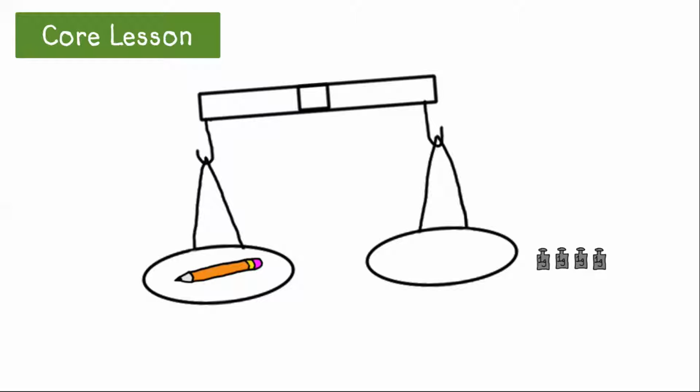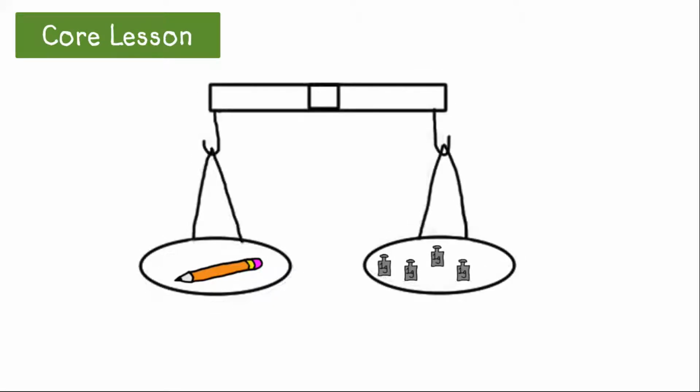Let's put one benchmark of 1 gram, still the same. We put another one, still the same. Another one, still the same. We put another one, and now it's equal. So the pencil equals 4 benchmarks, and each benchmark equals 1 gram. We add them all to find the mass of the pencil: 1 plus 1 plus 1 plus 1 equals 4 grams. So the mass of that pencil equals 4 grams.